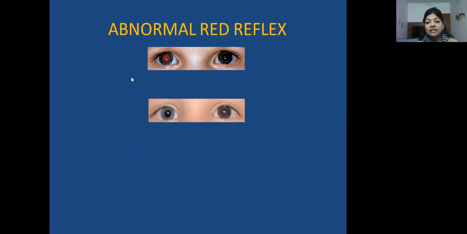Now, if you look at this picture, you can also use the red reflex test to look at the color of the iris. Now, if you see here, you can see that the iris in the left eye is darker in comparison to the right eye. And this difference in iris color is actually pathognomonic of certain intraocular tumors. Even a retinoblastoma can present this way. So this would help you pick up an intraocular tumor.